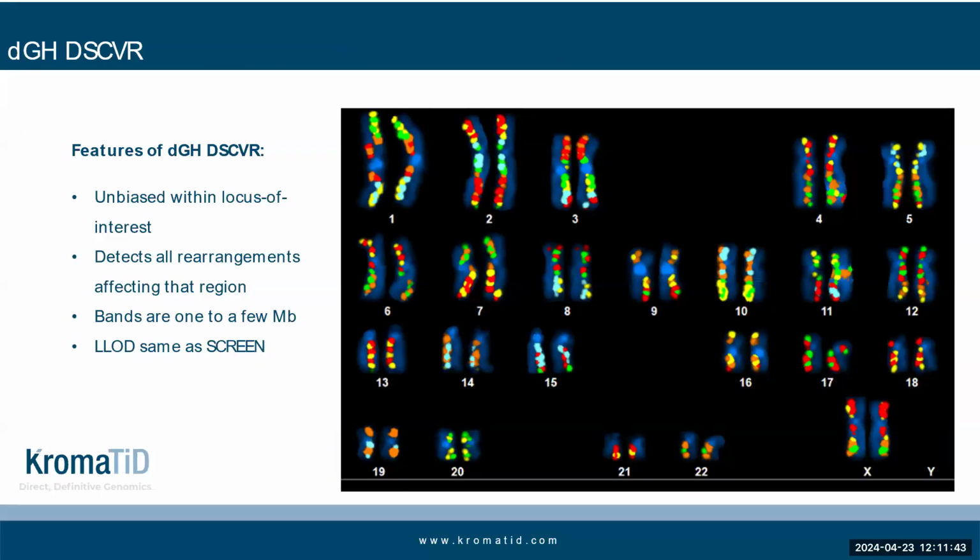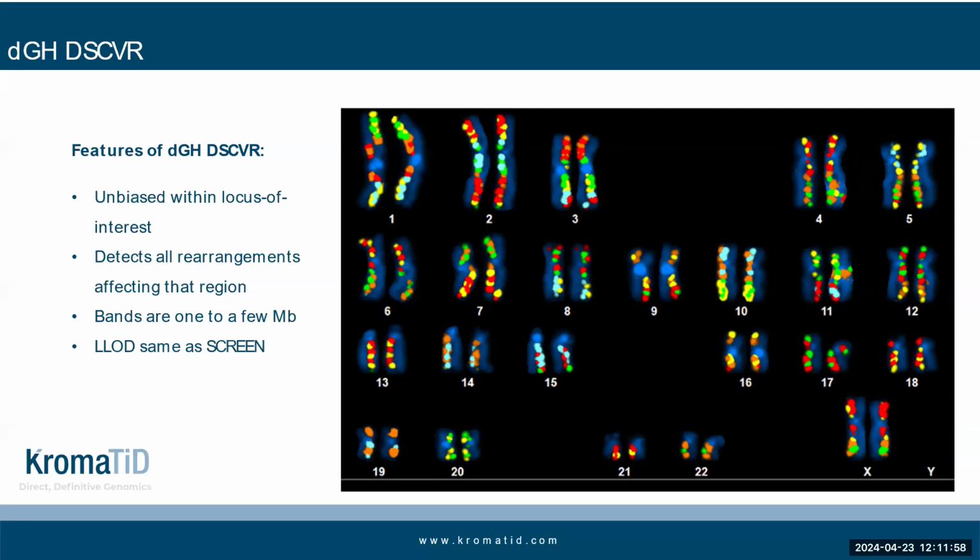This is the banding pattern you'd see with Discover if it were applied to the whole genome. It is generally applied in a more localized fashion. Within the region being targeted, this assay is unbiased, detecting all rearrangements present there.